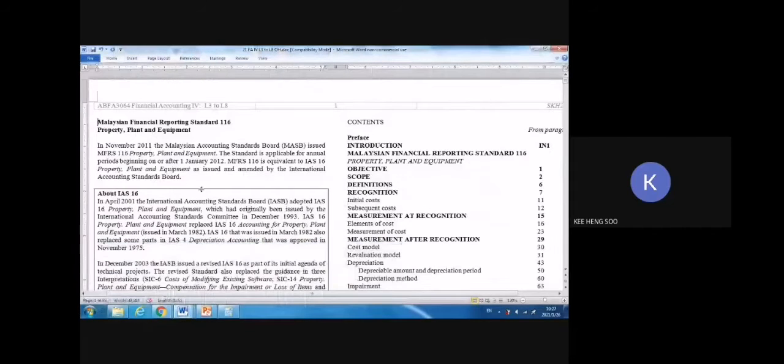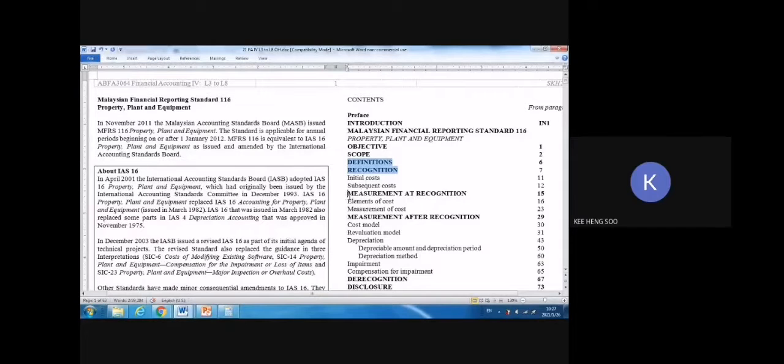The notes here are quite lengthy. I just want to tell you that they cover definition. They cover recognition. Definition means each individual item. What does recognition mean? Recognition means where I am going to record and when I am going to record. Where I am going to record means you are going to record in SPL or SFP. You recognize an expense or income. You recognize an asset, liability, equity.